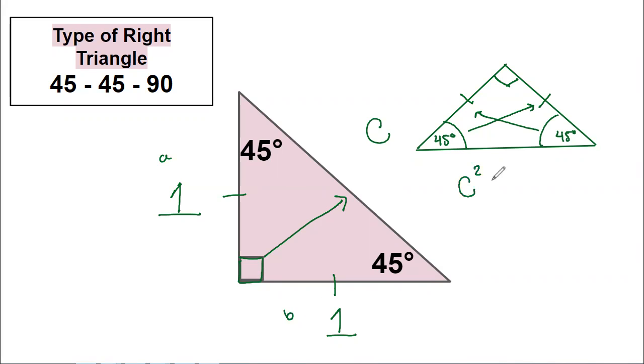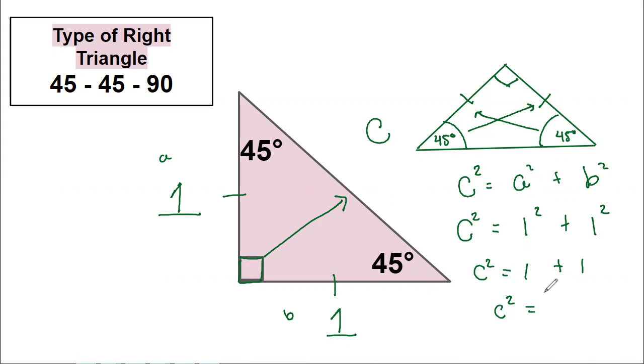So therefore, C squared equals A squared plus B squared. We still don't know what C is, so I'm going to leave it as C squared. A squared is 1 squared. B squared is 1 squared as well. And what is 1 squared equal to? 1. So 1 plus 1 is 2.